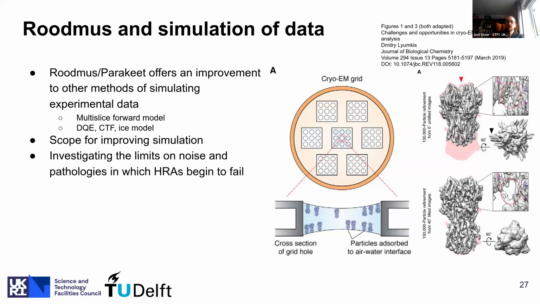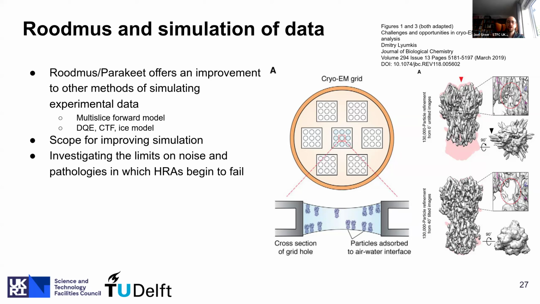So now we'd like to give you a taste of what we're looking at doing in the future. So there's a number of things. One thing we're looking at doing is that whilst Parakeet provides a good simulation of synthetic micrographs, there's scope for improving these simulations by introducing some more physical effects, which would occur during data collection in an actual physical experiment.